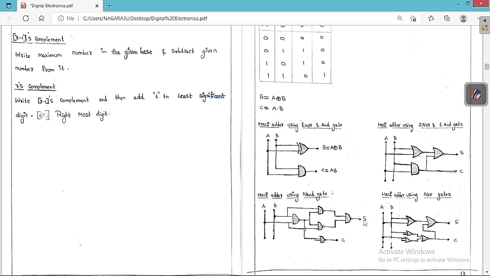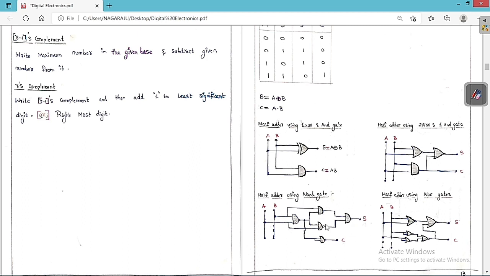So here we are going to get the sum and here we are going to get the carry. This is an important thing that you always have to keep in your mind. If you want to build a half adder using NAND gates alone, we require 5 NAND gates.